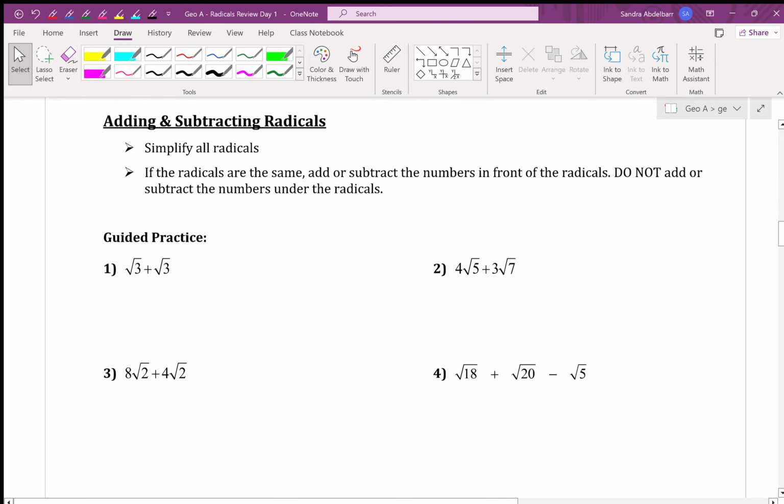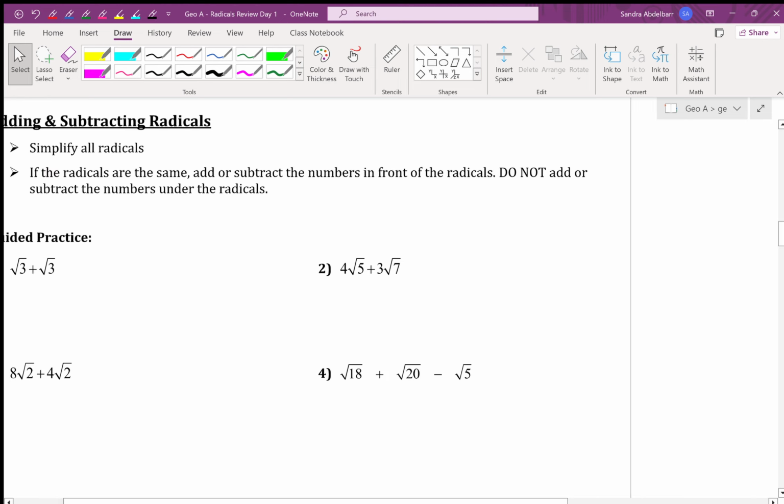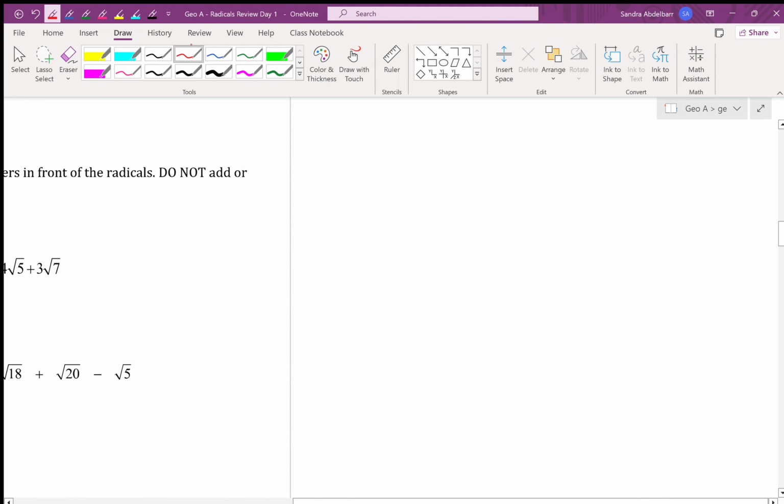Okay, so let's go to adding and subtracting radicals. Adding and subtracting radicals is very similar to adding and subtracting variables. What do I mean? If I have a 3y plus a 4x, can I add them? No, why? They don't have the same variable, they're not like terms. It's the same idea with radicals.